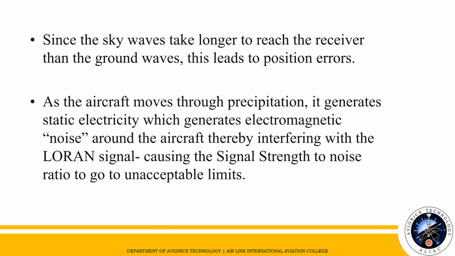Since the sky waves take longer to reach the receiver than the ground waves, this leads to position errors. As the aircraft moves through precipitation, it generates static electricity, which generates electromagnetic noise around the aircraft, thereby interfering with the LORAN signal, causing the signal strength to noise ratio to go to unacceptable limits.